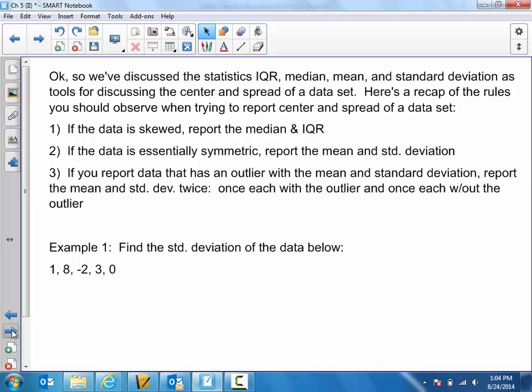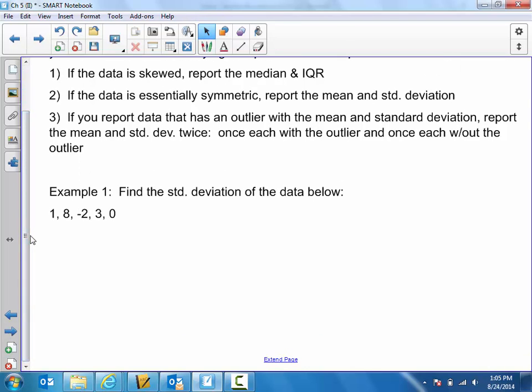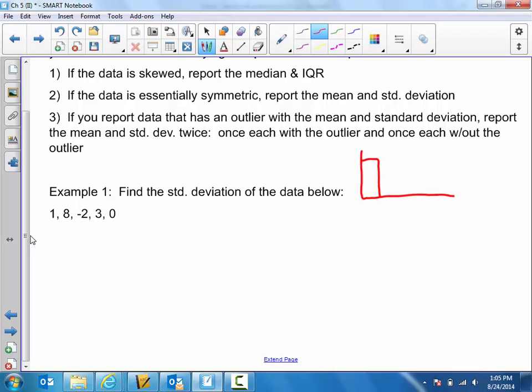If the data is essentially symmetric, you would want to use the mean and the standard deviation, on account of the fact that the mean and standard deviation use all of the data to calculate the center and spread. The median and IQR, again, do not. And last, if you report data that has an outlier with the mean and standard deviation, report the mean and standard deviation 2 times in your description of the distribution. You will report the mean and standard deviation once with the outlier, and then you will say what the data appears to look like without the outlier in place.